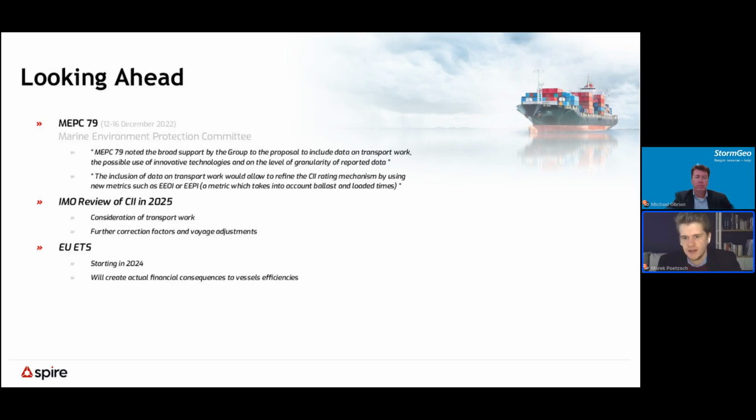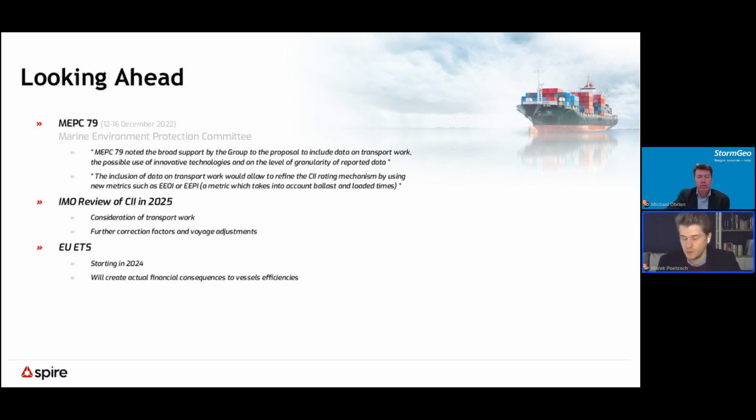So looking ahead, in December, there was a meeting by the IMO where they haven't decided, but discussed further changes to IMO DCS, where potentially they would include cargo data in the reporting, which has so far been excluded. There was no cargo data that needed to be reported, and this would therefore allow looking at transport work. And as mentioned before, in 2025, there will be a review by the IMO of CII, taking into consideration transport work potentially and these further correction factors and voyage adjustments.